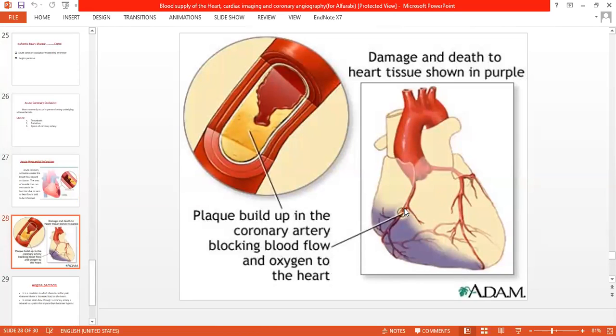So here you can see the blood vessels shown much more like a plaque. This is the plaque built up in the coronary artery, blocking blood flow and oxygen to the heart. So the blood is not flowing into this part of the heart, and then it leads to lack of blood flow and oxygen to this part, which leads to myocardial infarction. Damage and death of the heart tissue is shown in purple. So it leads to damage of this part of the heart, and even the death of that part of the heart.